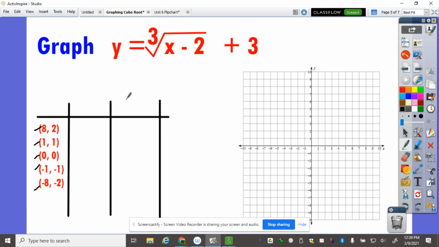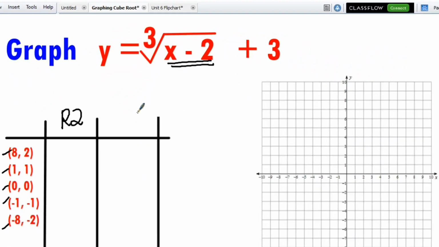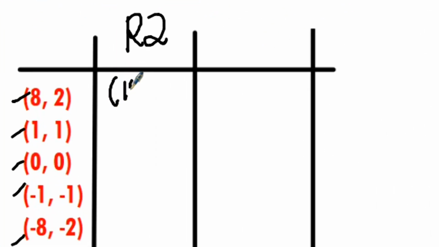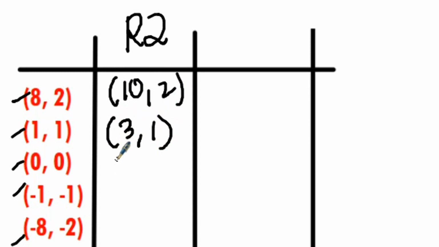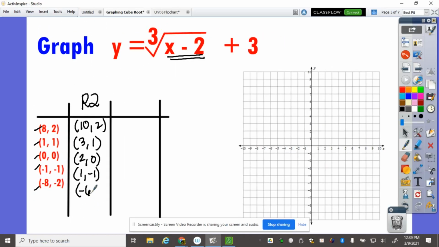So let's do it. First, it says here minus 2. That means it's going to go right 2. When you go right 2, the x value changes, so we're going to add 2 to the x value. The (8, 2) becomes (10, 2). The (1, 1) becomes (3, 1). The (0, 0) becomes (2, 0). The (-1, -1) becomes (1, -1). And (-8, -2) becomes (-6, -2). Again, how did we get that? We added 2 to all the x values of our original coordinates from the parent function.